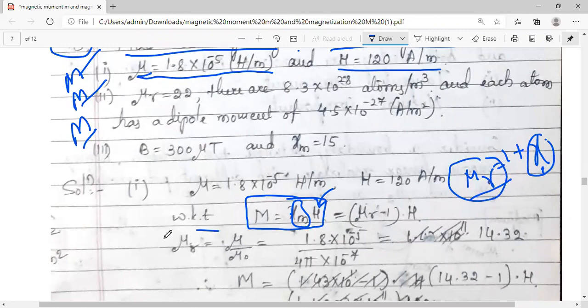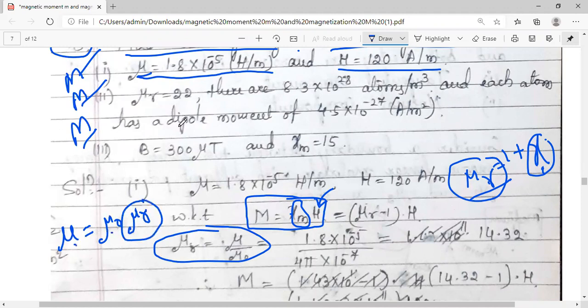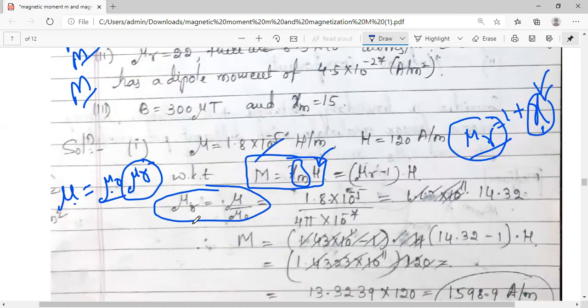To find mu r, we will make use of this equation, that is mu is equal to mu naught into mu r. So find mu r from this: mu by mu naught. Mu is given, 1.8 into 10 raised to minus 5, mu naught you know 4 pi into 10 raised to minus 7. So from here mu r will come. Once mu r is known, you can find chi. Once chi is known, you can find M. So first we have calculated mu r. I'll not go into the calculations part. Mu by mu naught is 14.32.